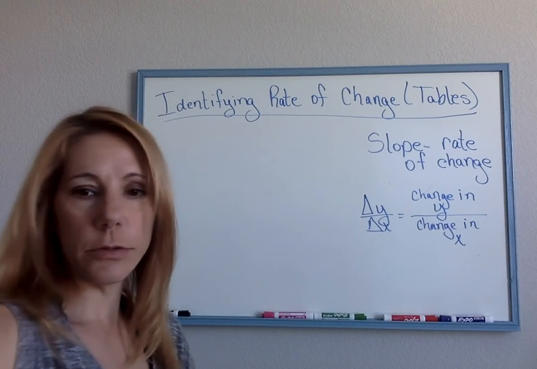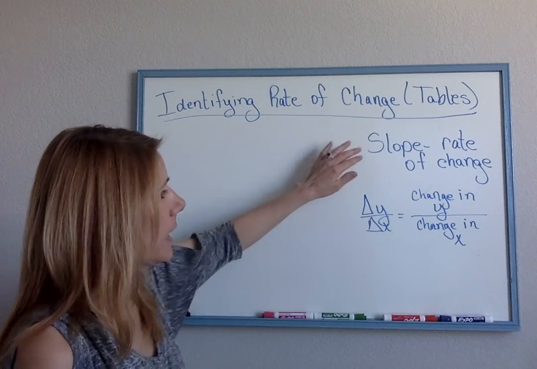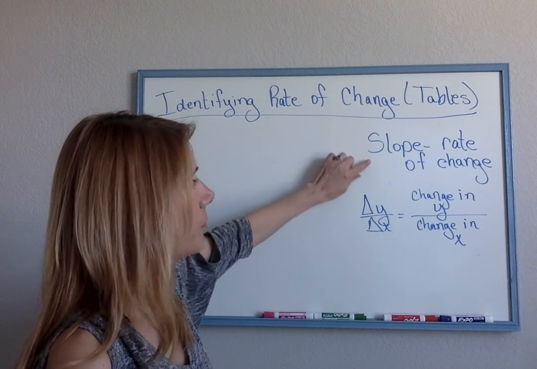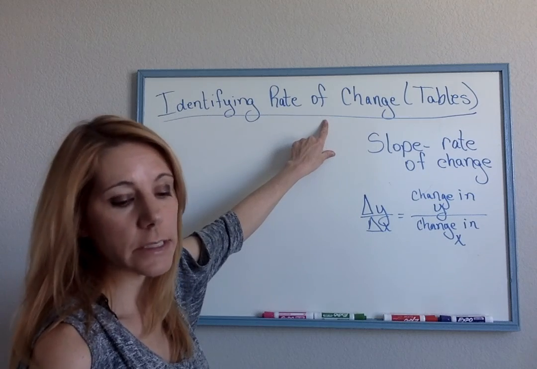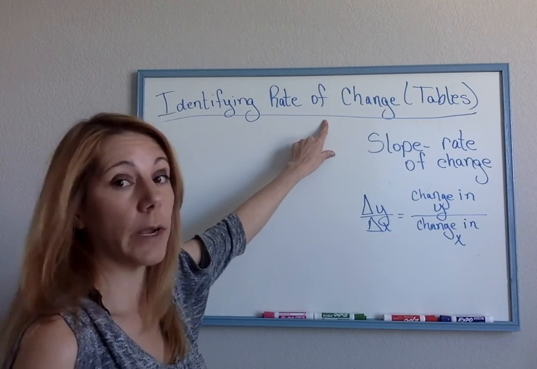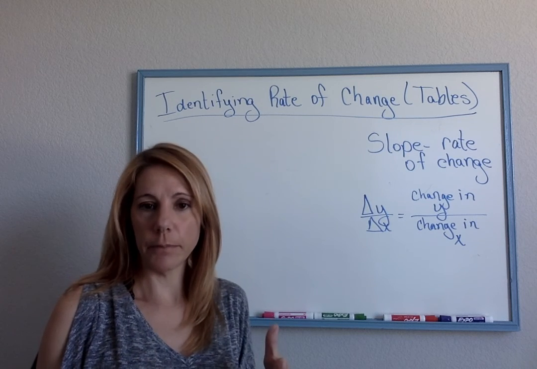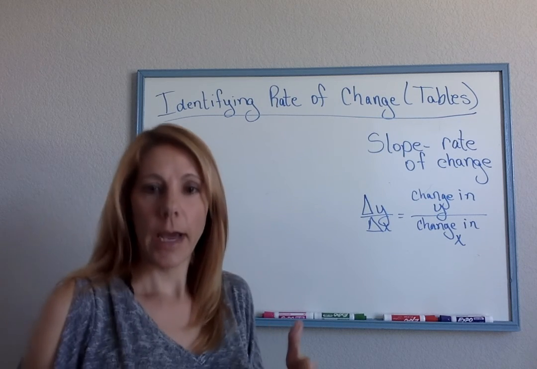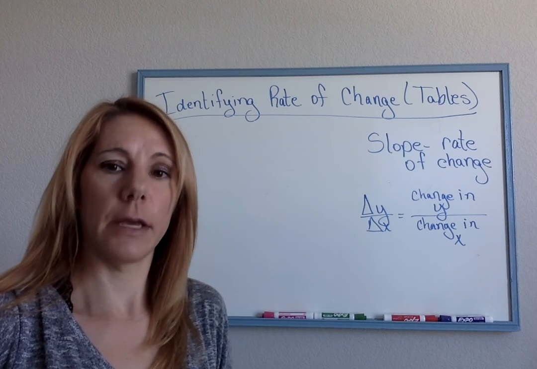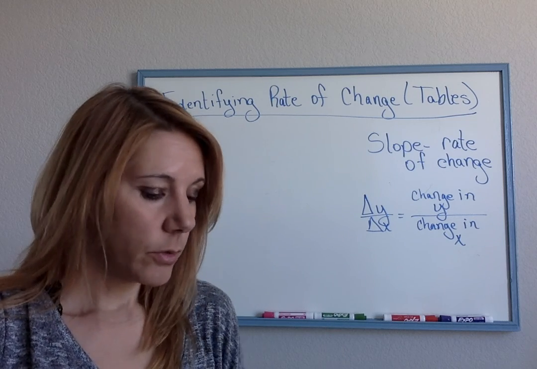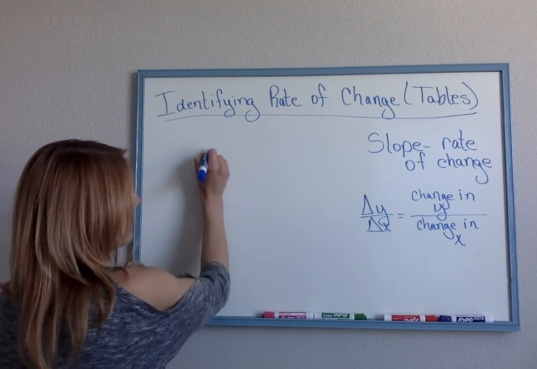So I just want to do a little bit of review from yesterday. I still have it up here. So slope, once again, is our rate of change. Instead of calling it slope on this worksheet, they called it rate of change. So we have two different ways of saying it, but we are still doing the exact same thing that we did yesterday. Okay, so let's take a look at example 1.